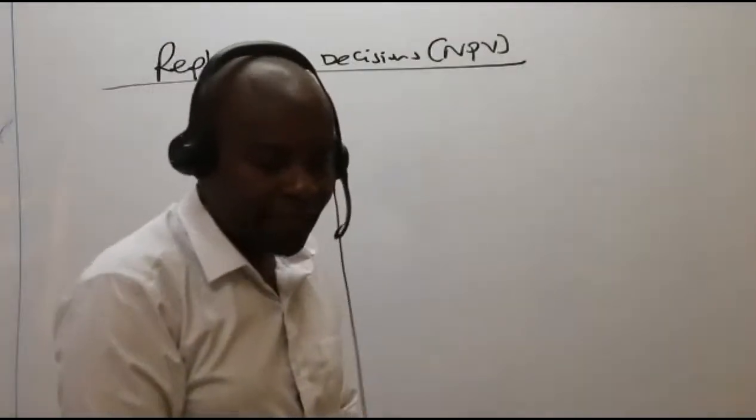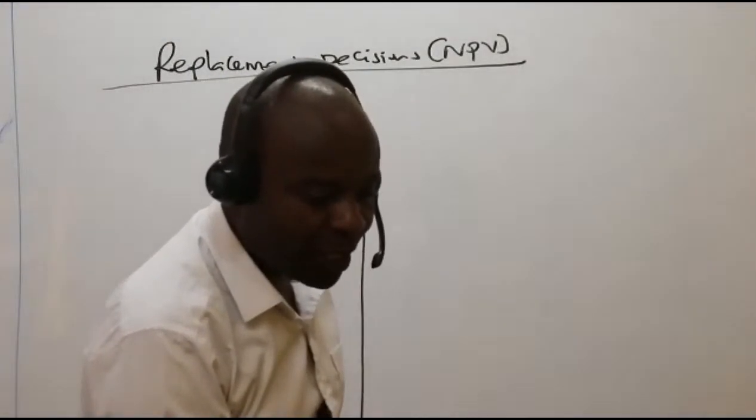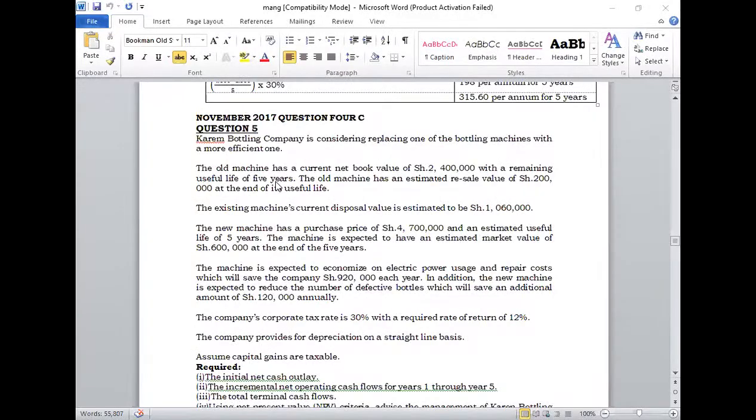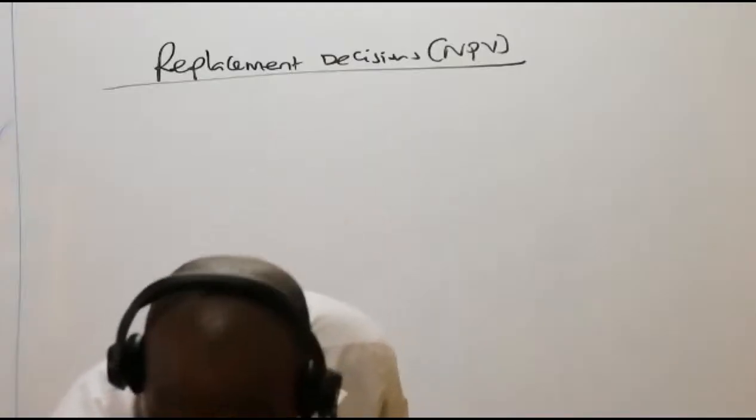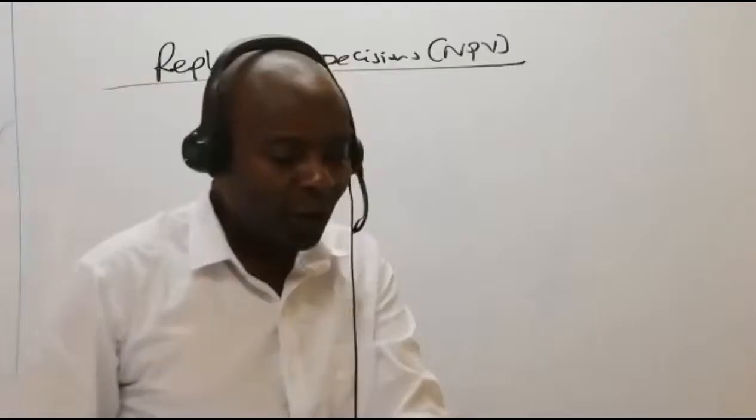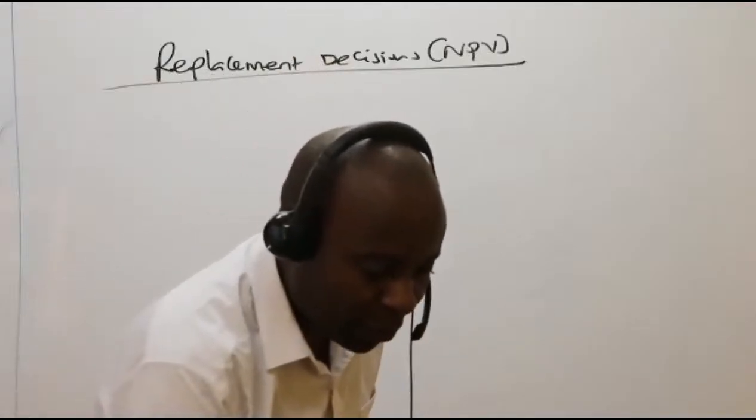One of those areas that has always given my students issues, and yet it is easier. To enable us understand this, we have this section 3 CPA question, which is November 2017. For those of you who are joining us from CPA section 3, you will simply need to go to your revision kit, RCM's revision kit, and go to page number 102.